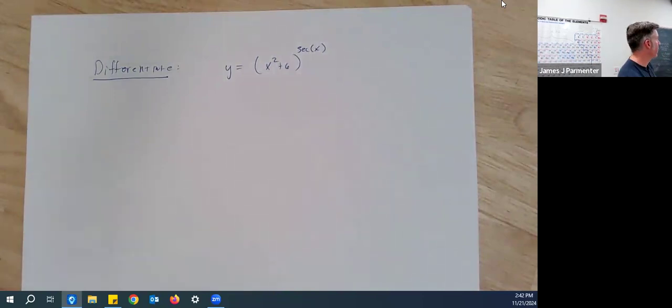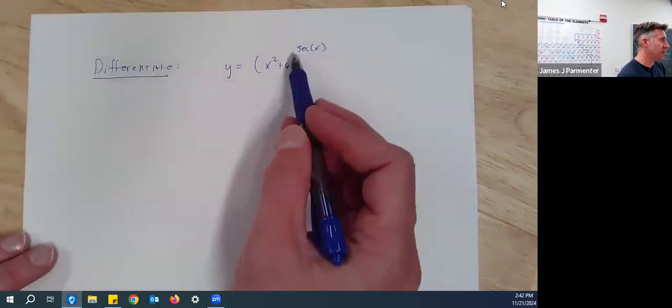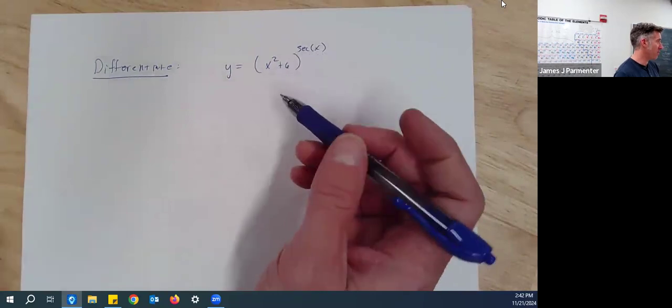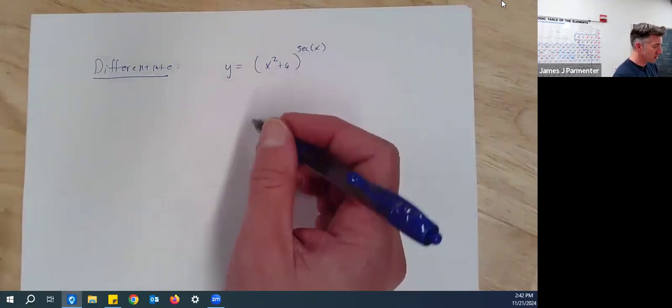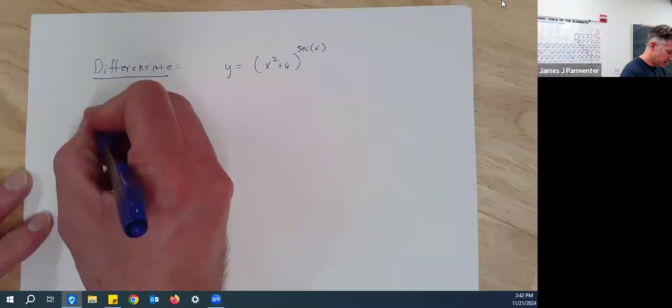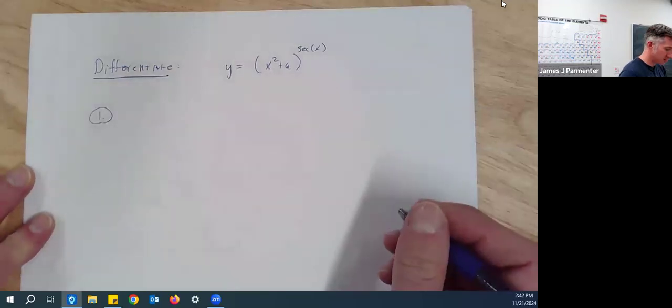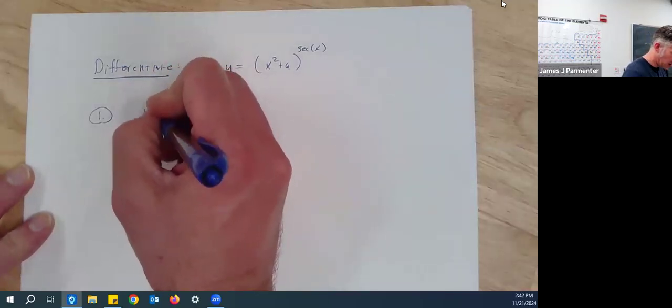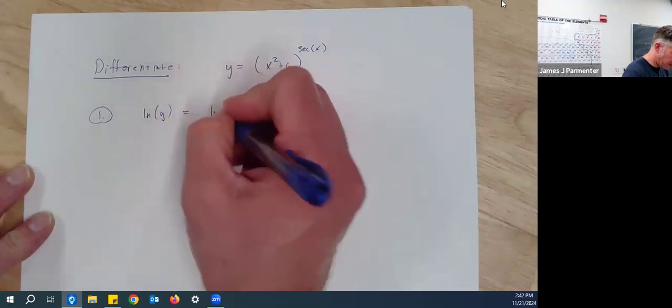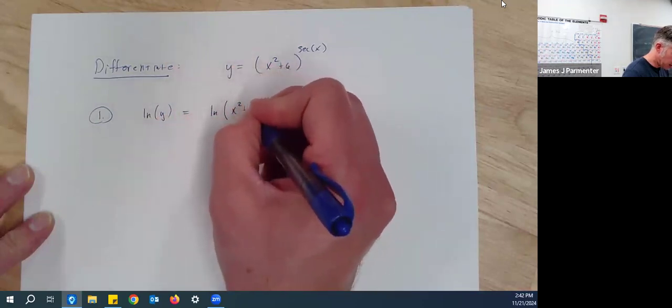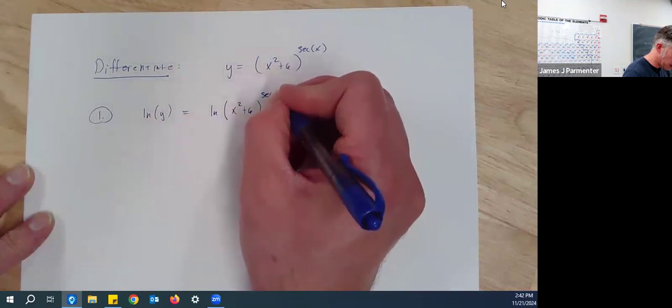There should be a really big red flag here that's telling me I need to use logarithmic differentiation. If you've got variables in your base and in your exponent, we have to use logarithmic differentiation. There's really no other way. So the first step is to take the natural log of both sides. The natural log of y equals the natural log of x squared plus 6 to the power of secant of x.